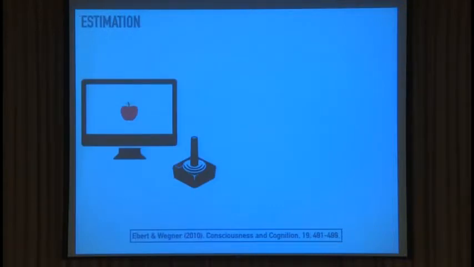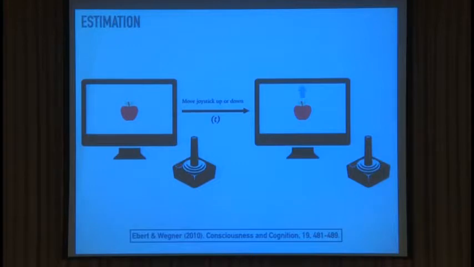Another way is just to ask people to estimate the time interval. So a very simple setup. You have an object on screen and you have a joystick. You push the joystick up or you push the joystick down, and then the object moves. Sometimes it will move consistently with your actions, so it will move up when you push the joystick up. Sometimes it will move inconsistently, so it will go in the opposite direction. And then you ask people to notice the time delay. So you push the joystick, the object moves, hopefully in the direction that you wanted. How long did you have to wait before the object moved?